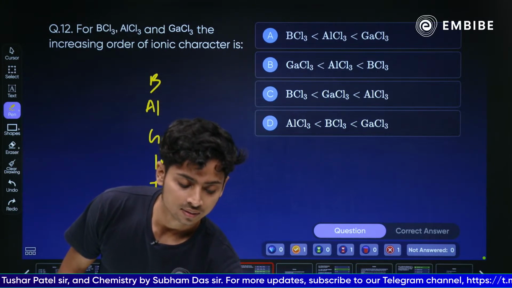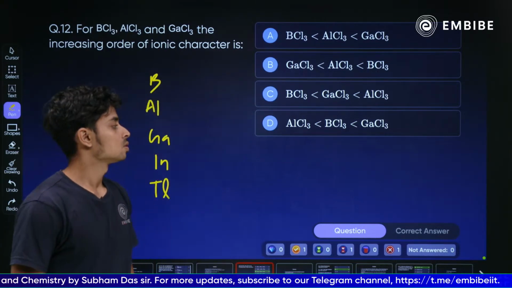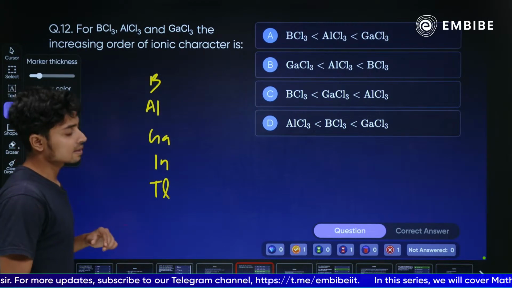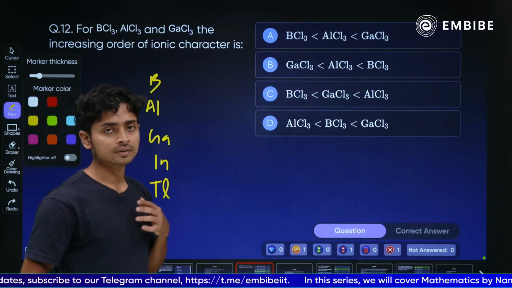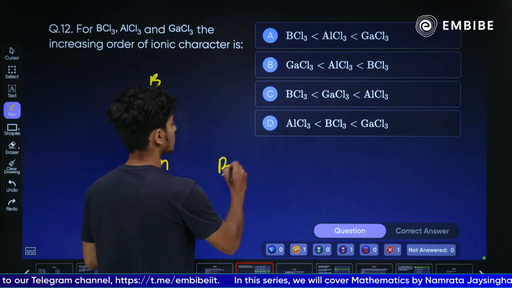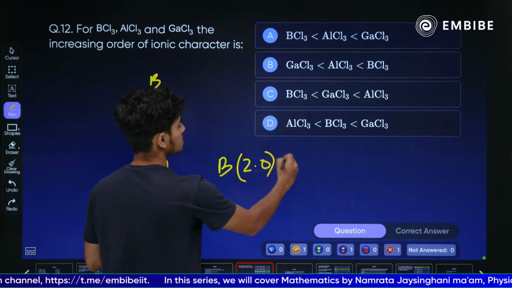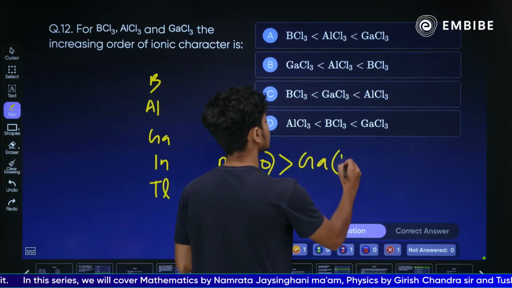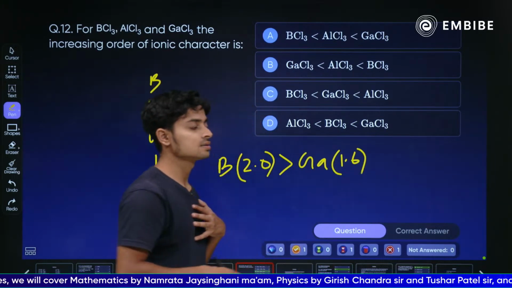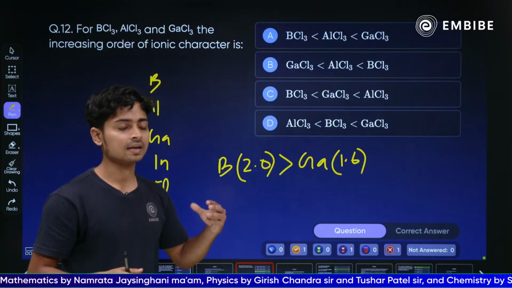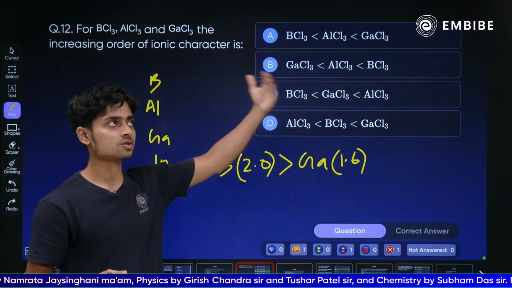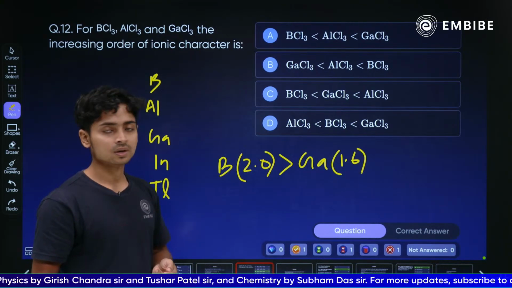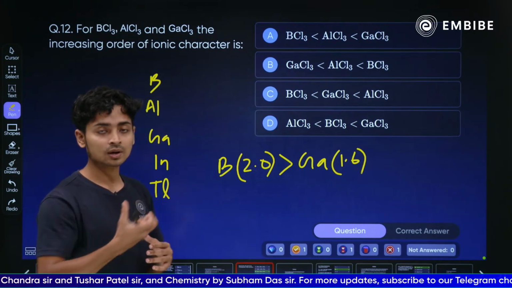Based on that, you can answer. I'll just give one more hint. Boron has the highest electronegativity value, 2.0, which is greater than aluminium, which is greater than gallium. Gallium has a higher electronegativity value than aluminium because gallium contains d orbitals, so they have less shielding. The outermost electrons are attracted more towards the nucleus, thus it has a higher pulling power.